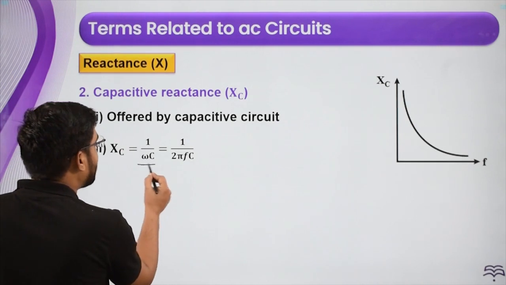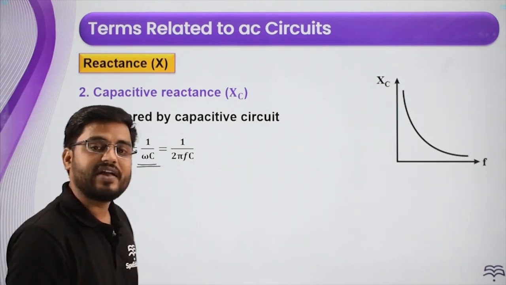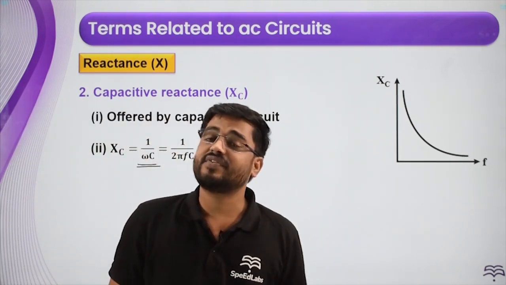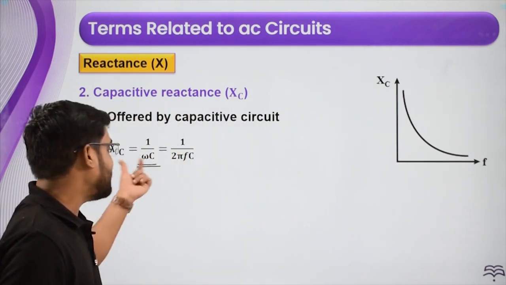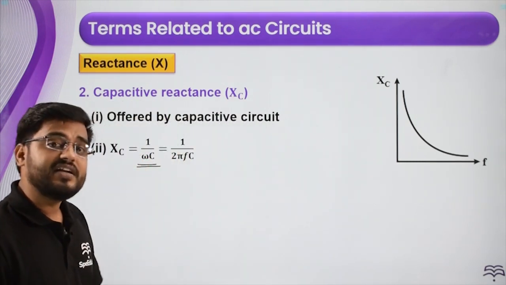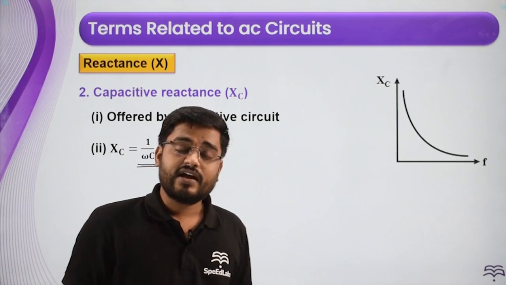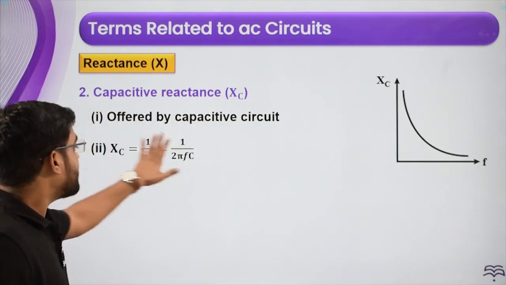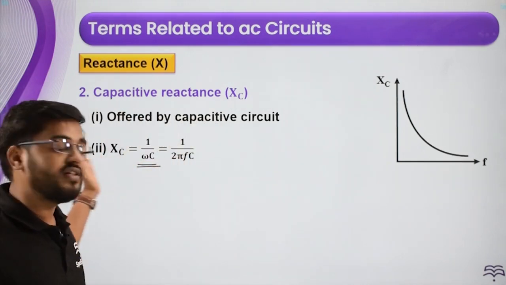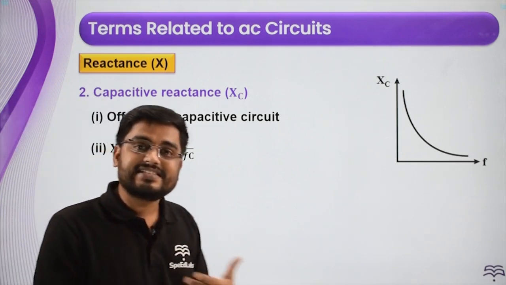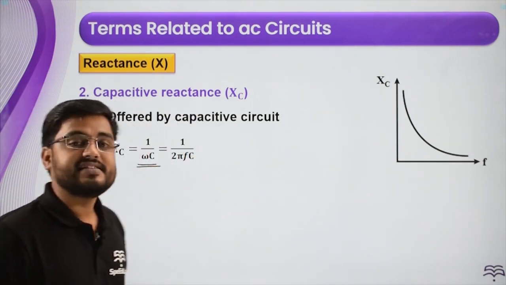How these values come about, we are going to derive when we talk about an AC circuit where a capacitor is connected. We'll derive this expression. Similarly, we are going to derive an expression for XL as well. So don't worry about it. We are just revising things like resistance-similar terms in the AC circuit.